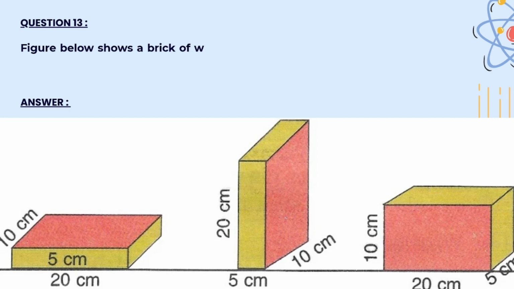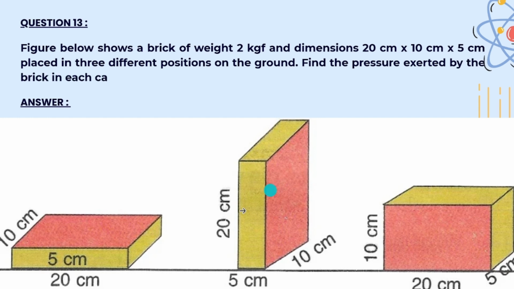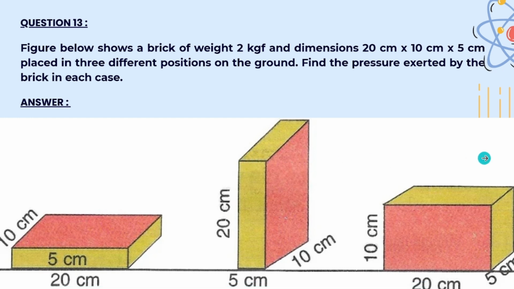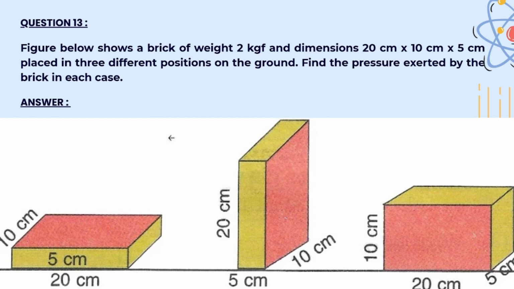Now, last question, but very easy, and for sure one of this will come for the exam. Concentrate on this. We have 3 cases: case 1, case 2 and case 3. I will be doing case 1 and case 2. Case 3 you have to do at any cost. No reasons, no excuses. The figure below shows a brick of weight 2 kgf and dimensions 20, 10, 5, placed in 3 different positions on the ground. Find the pressure exerted by the brick in each case.